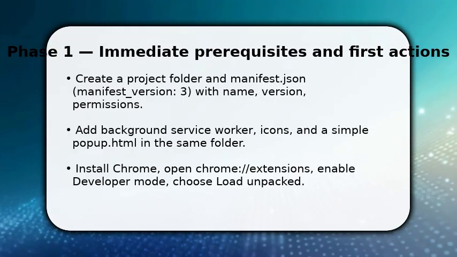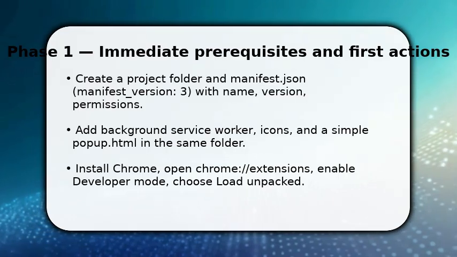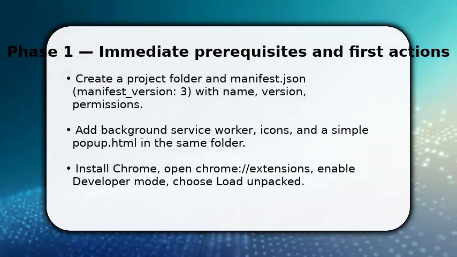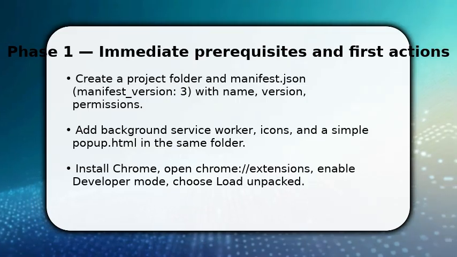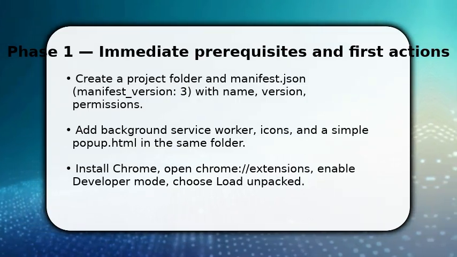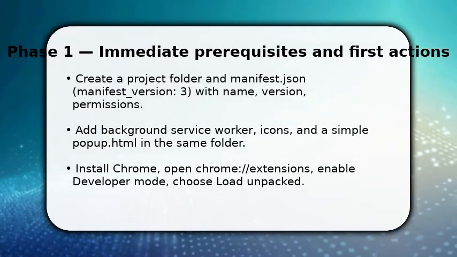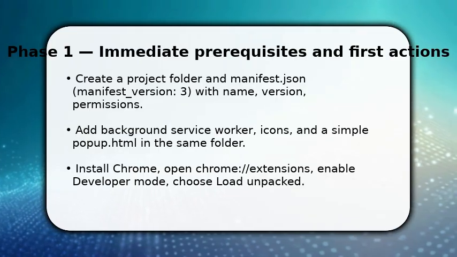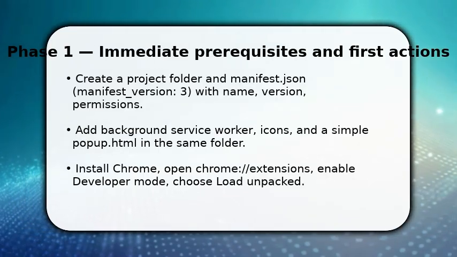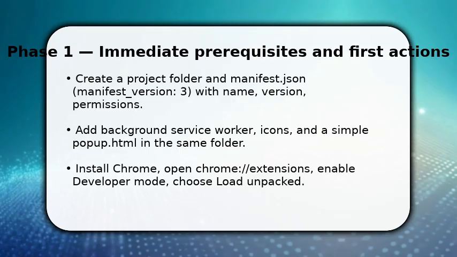You begin by creating the minimal manifest and file layout. Make a folder, then add manifest.json with manifest version 3, name, version, and required permissions. Once done, add a background service worker script and a small popup.html for quick testing. Use a code editor to save icons and scripts in the folder.